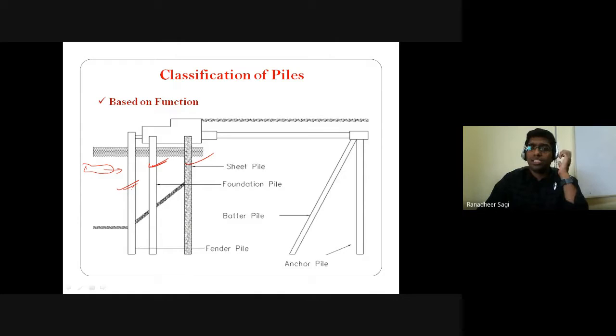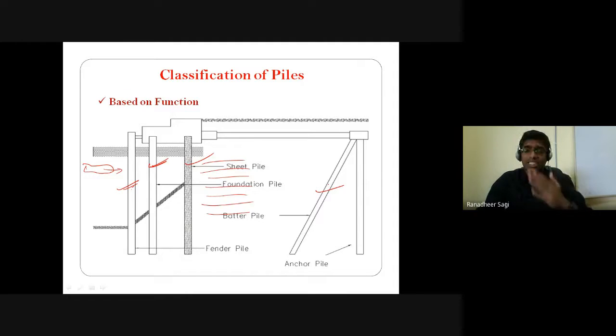Here, this pile is what we call a sheet pile. The purpose of calling it a sheet pile is that the soil here is prevented from failure. So that's the reason we call it a sheet pile. And this pile I can call a batter pile, because that pile is placed at a certain inclination to the vertical. Such a pile is called a batter pile.